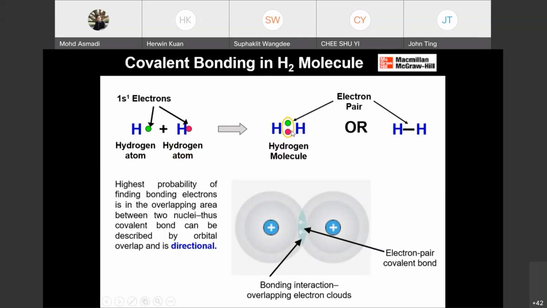The highest probability of finding the bonding electron is in the overlapping area. Once they bond together, sharing the electrons, they will be in a stable state. At that time we can calculate the bond length. The H2 bond length for this hydrogen is defined when the sharing of the electron is already in a stable state. Okay, so this is about covalent bonding.